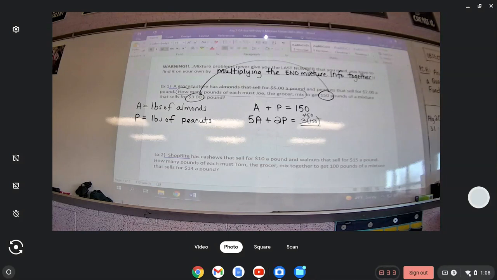So whatever they tell you about the end, normally it's like a size and a price, or a size and a specific quantity, but that's what you are doing. To get that missing number, whatever they tell you about the end mixture, multiply those two numbers together.